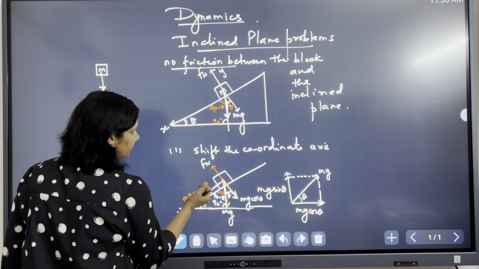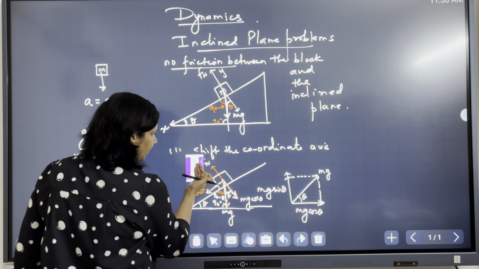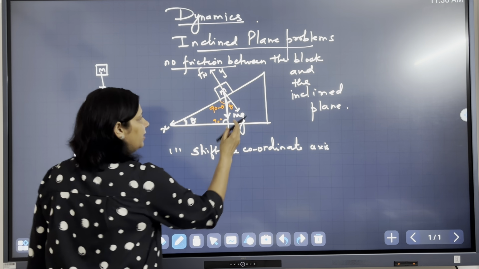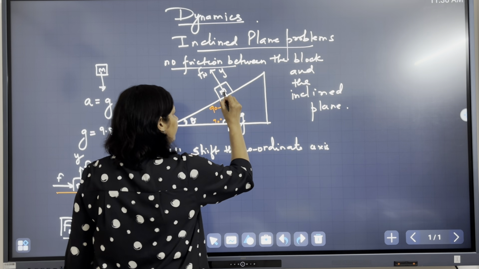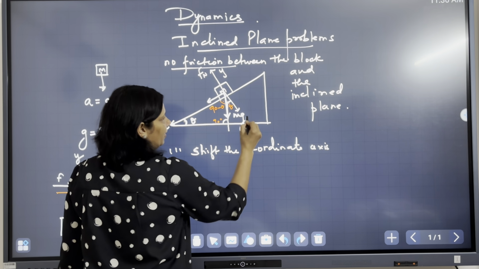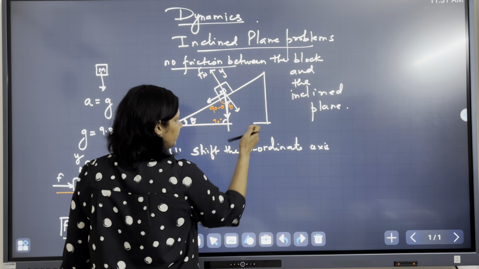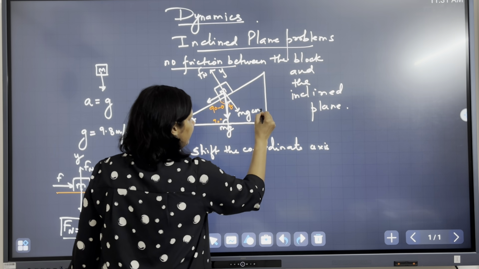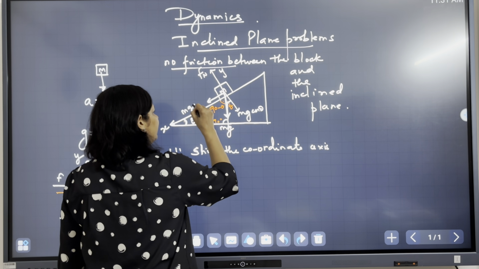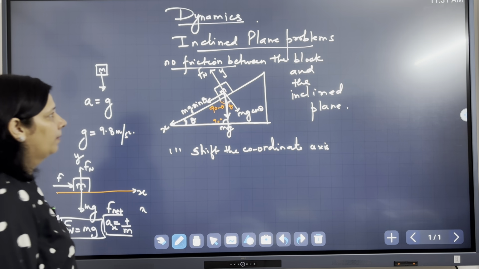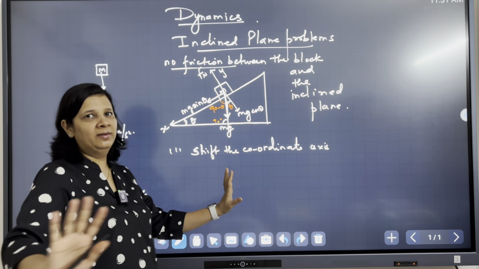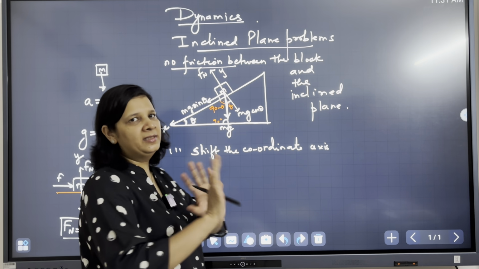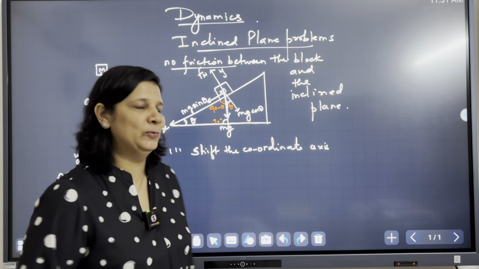So now, once this is clear, I will remove this. Okay, so here this is mg. This is mg perpendicular, okay. This will be mg cosine theta and this will be mg sine theta. Okay, if this part is clear, our job is done, right? Now everything after this is exactly the same way as what we have done earlier. There is nothing new, right?